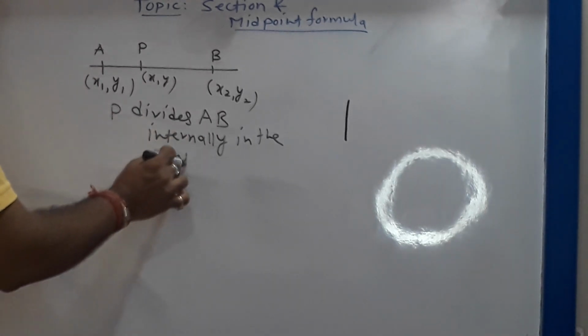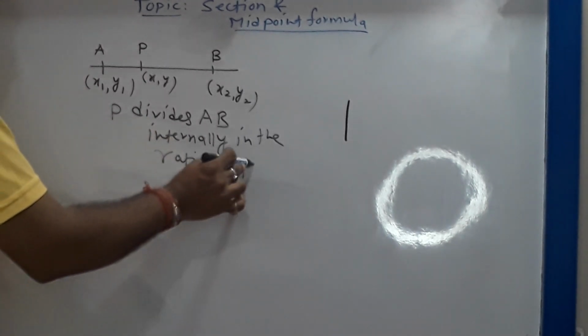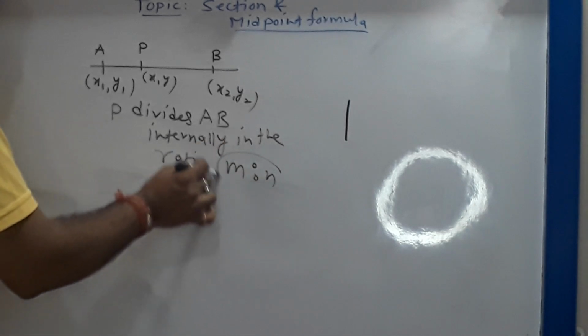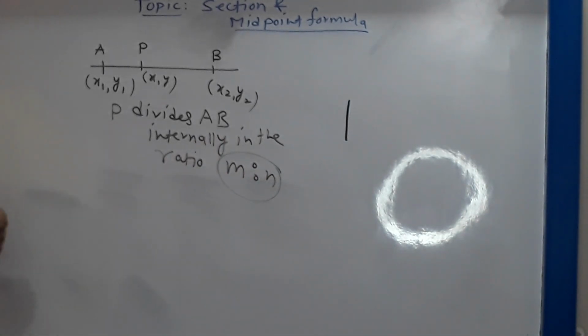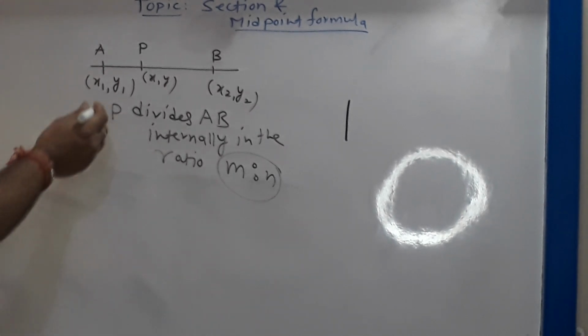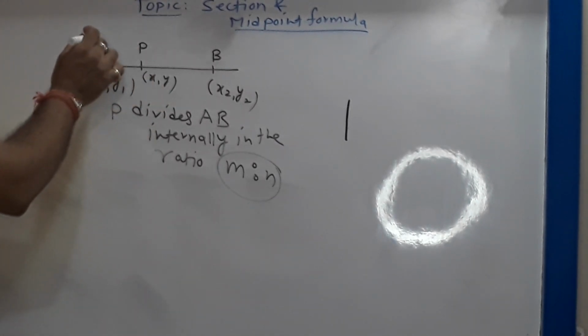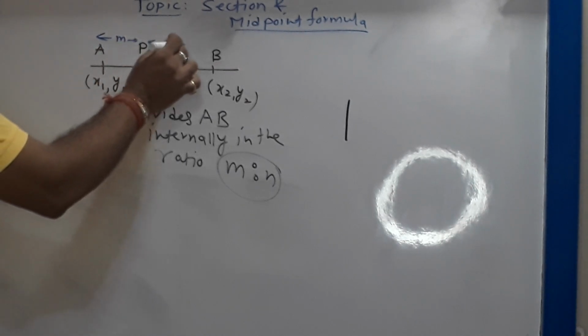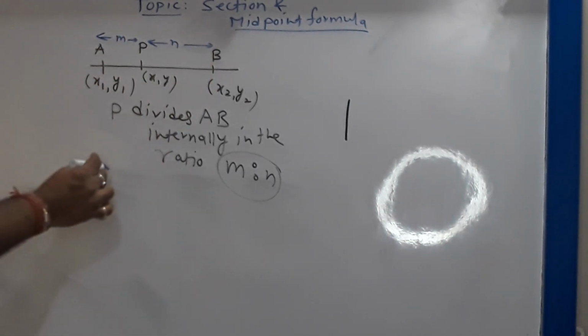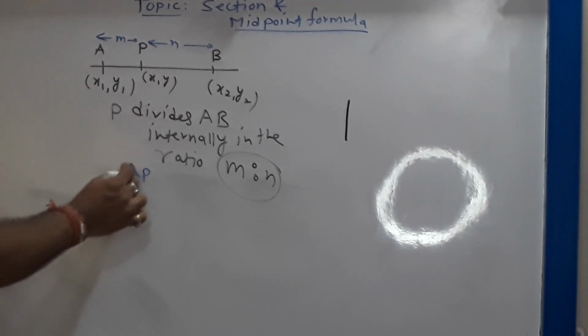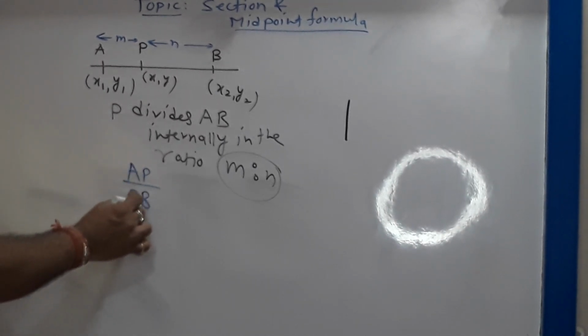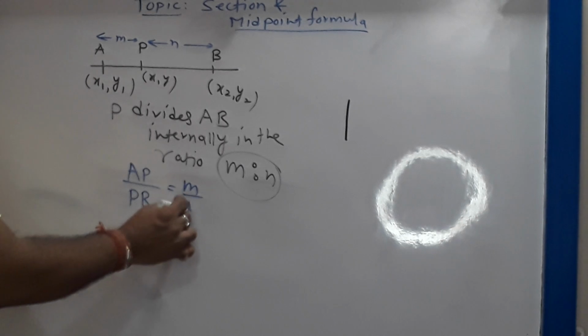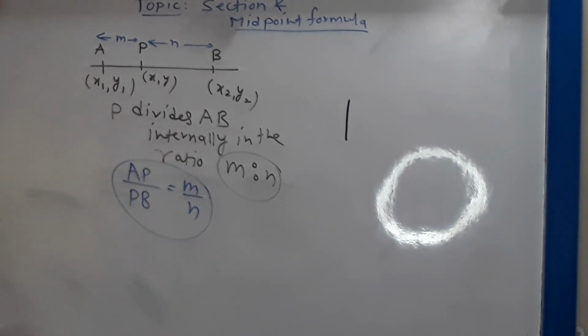In the ratio m is to n. M is to n is the ratio in which P divides AB. That means AP is ratio m, PB is ratio n. That means AP upon PB is m upon n.